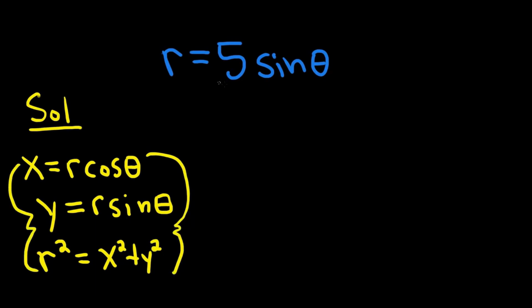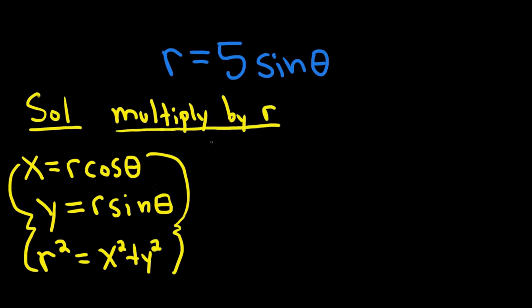So in this problem, we have r equals 5 sine theta. So we don't quite have any of these formulas. However, if you notice we have 5 sine theta, we're missing an r. So what we'll do is we'll multiply by r. And the reason we're going to do this is because we want it to become r sine theta so we can use this formula here.